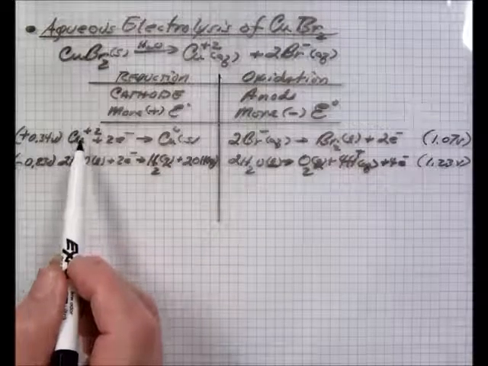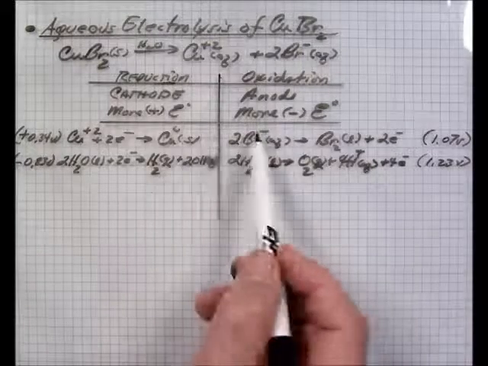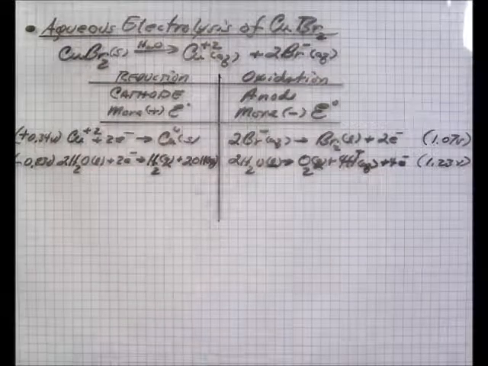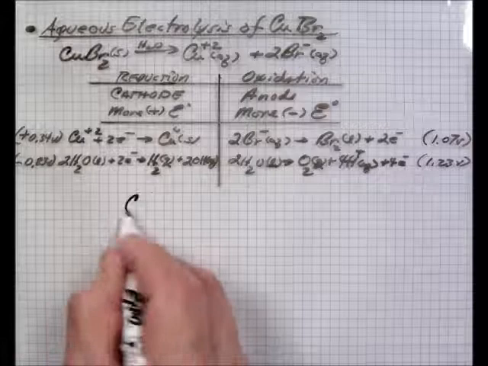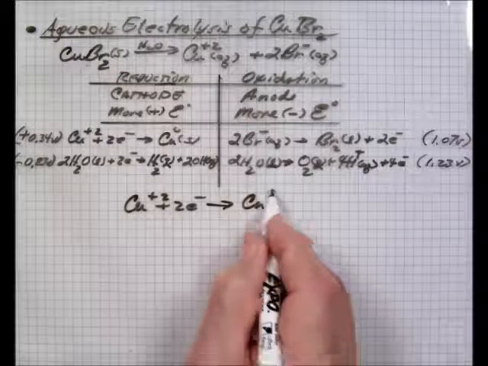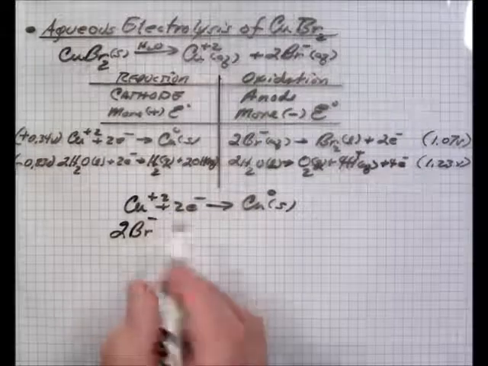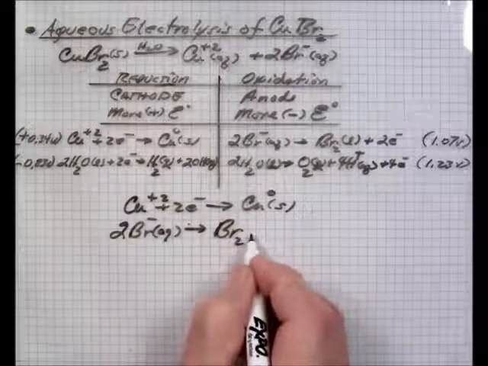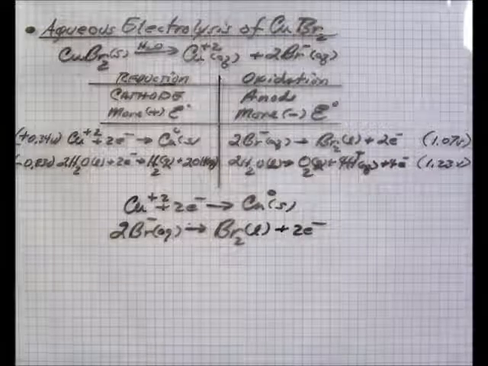So it looks like the copper will dominate, and the more negative will be the 1.07. So both the ions of copper bromide will dominate, and the water does not enter into the process. So we will pick the copper, and it goes to copper solid, and then the bromide to Br minus in solution will undergo oxidation to bromine as a liquid plus a couple of electrons like that.